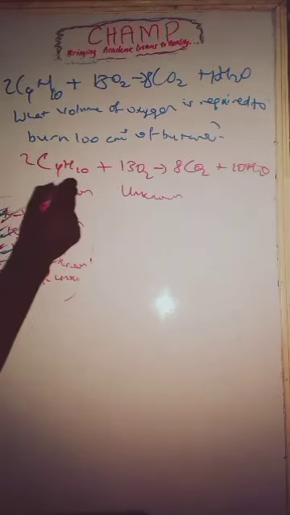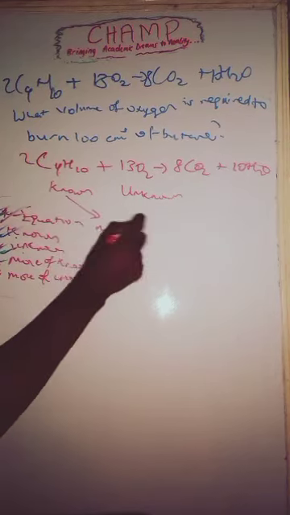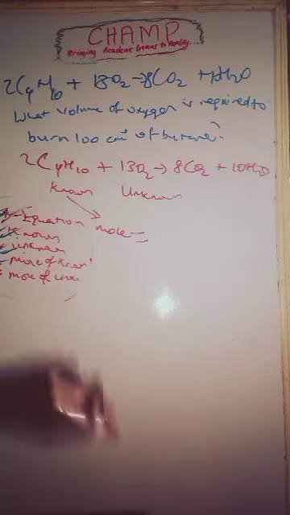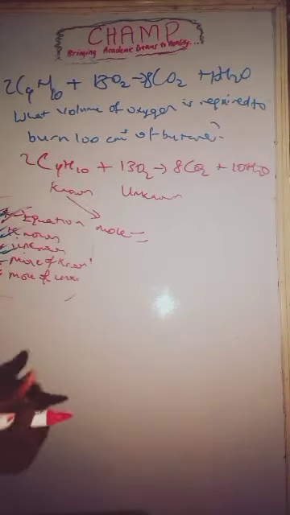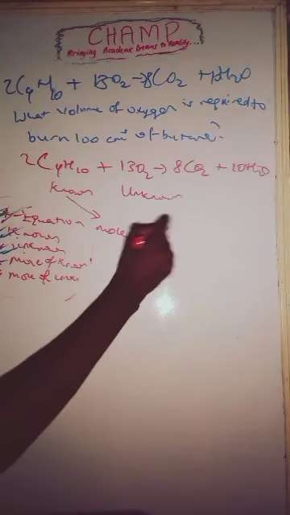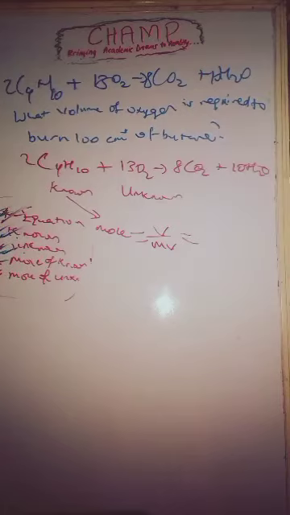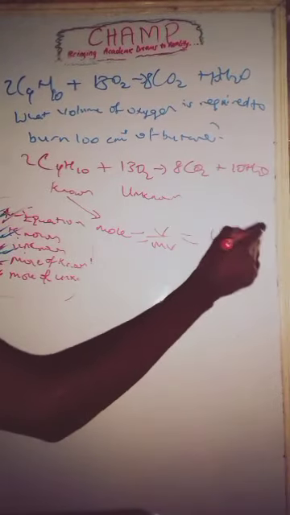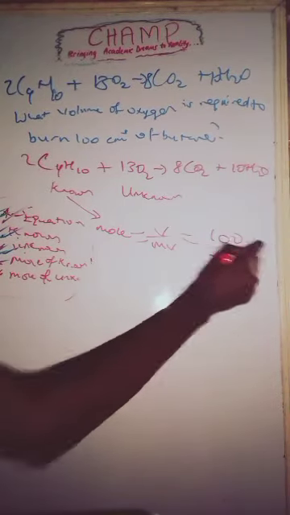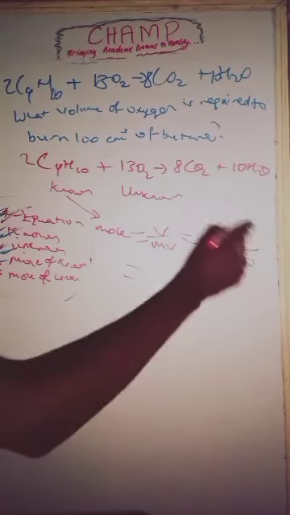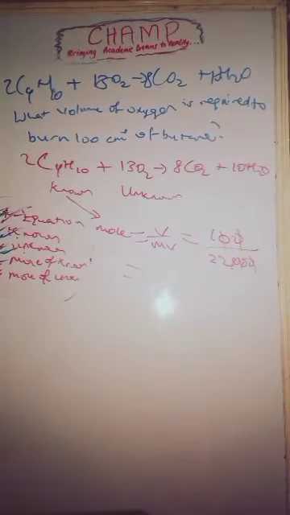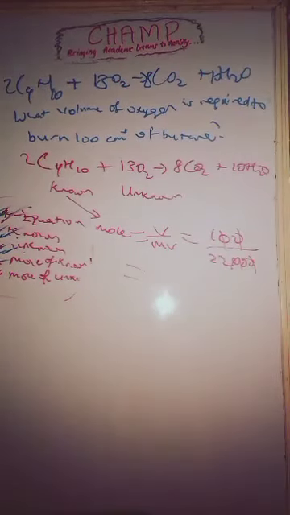What's the mole? How do you know the formula to use? Check 100 centimeter cube. That's volume. So you use volume over molar volume. But know that this one is in centimeter cube. So your molar volume will be 22,400. I told you that earlier. So you have 1 over 224. So that will get you your mole.